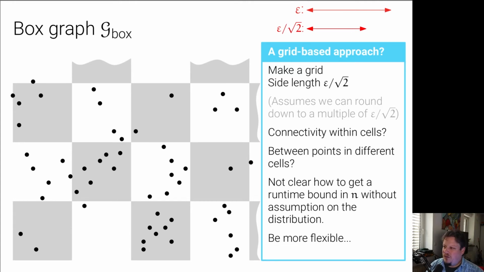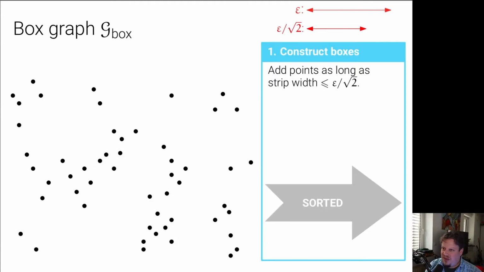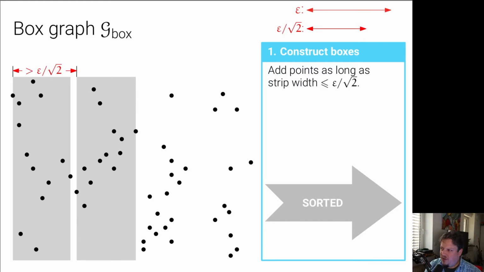So we're going to have to be a little bit more flexible than that, and that is going to be this box graph, and we're going to make it in the following way. I'm going to build a box, going from left to right, and I add points as long as the strip width is at most epsilon over square root 2. So I start adding this point, and this point, and this point, and so on, and I keep going until this width exceeds epsilon over square root 2. This point is still fine, but the next point would be too far, so I start a new strip. This distance is strictly larger than epsilon over square root 2.